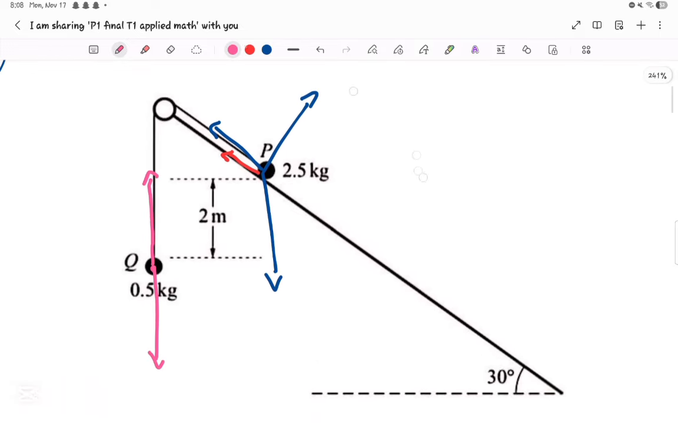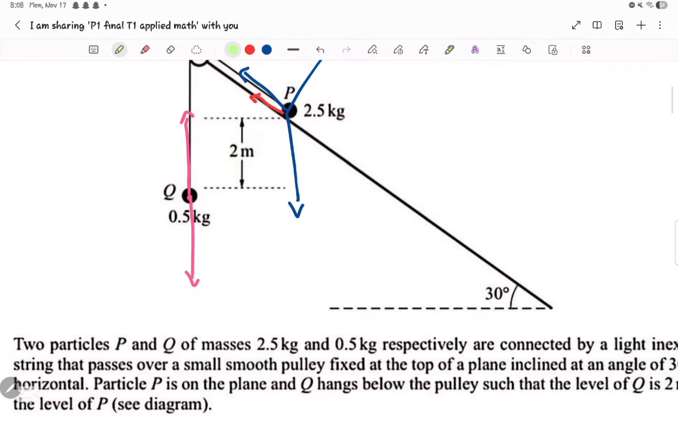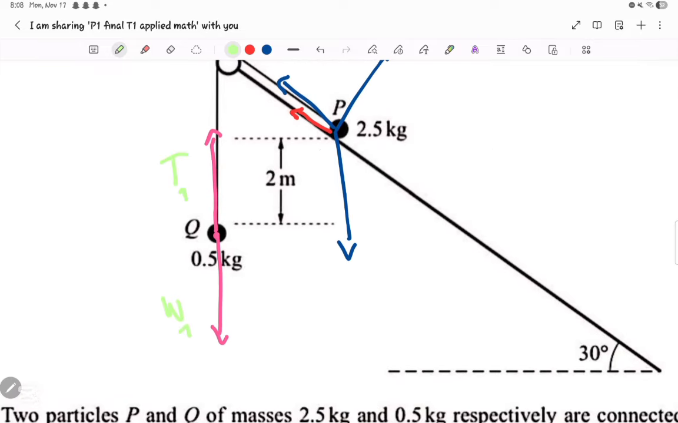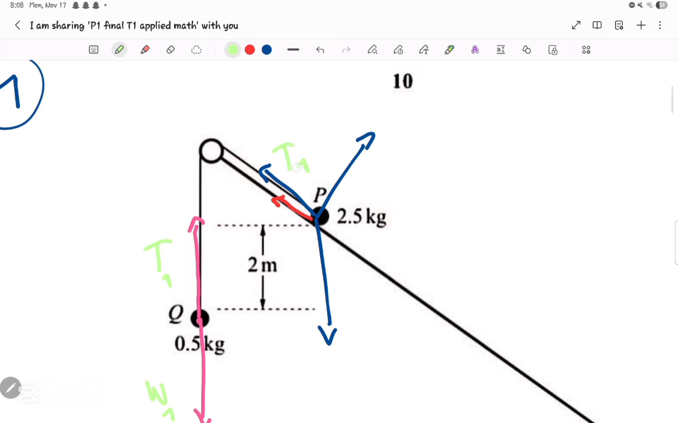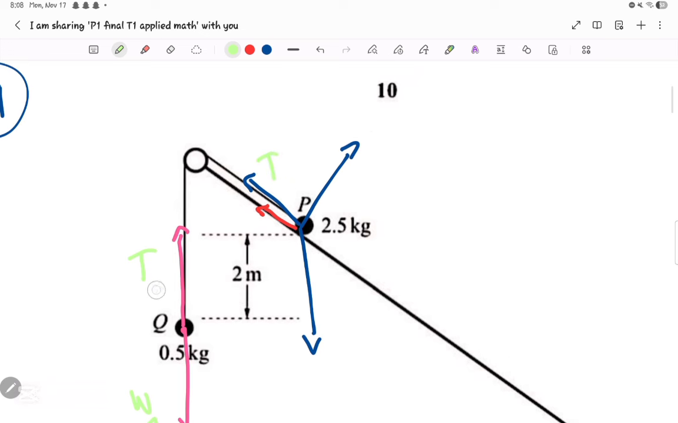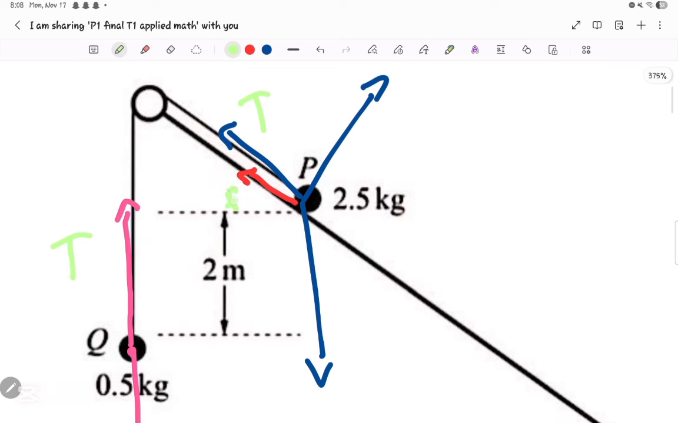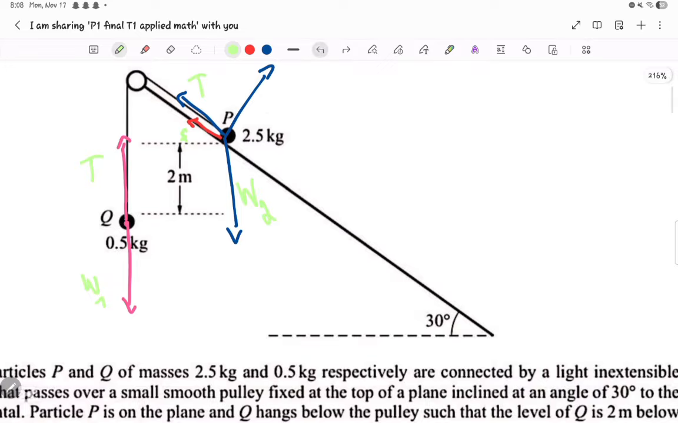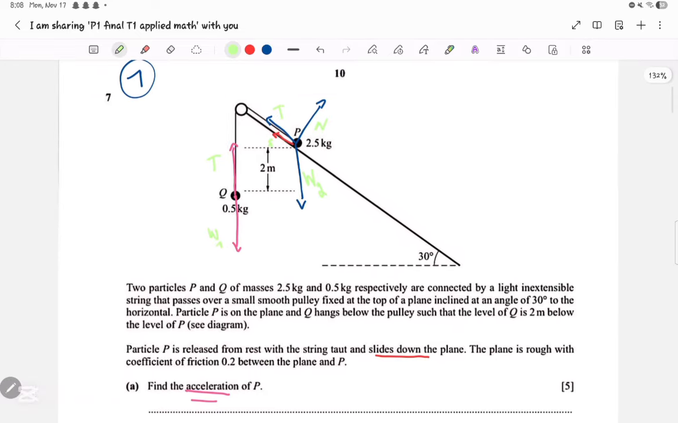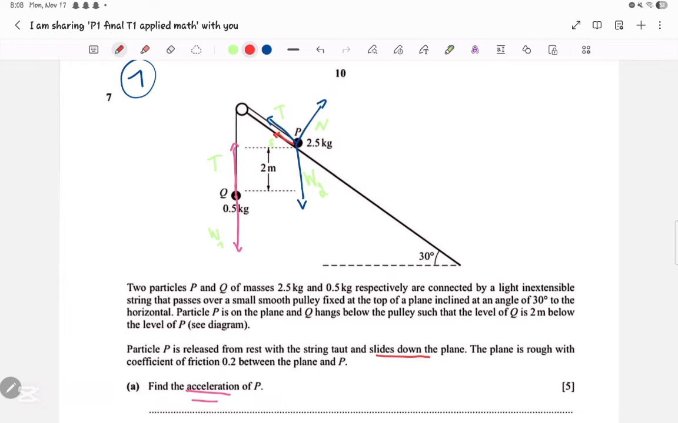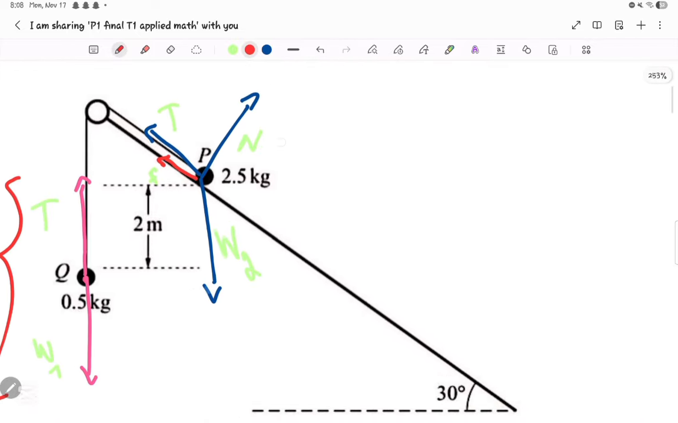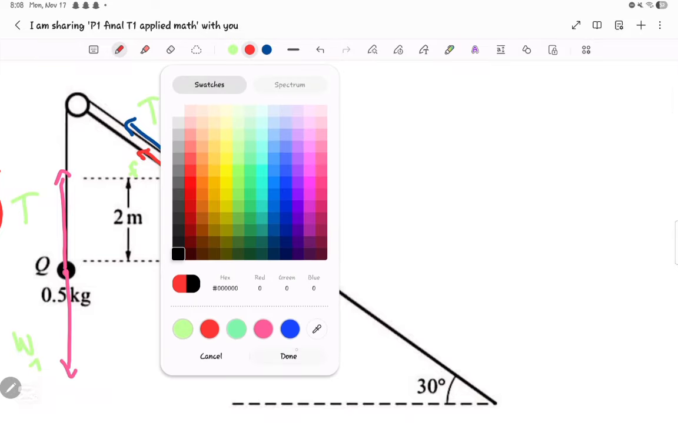First of all, let us label all of our forces. This is weight, this is tension, so I'm going to say weight 1, tension 1. Here this is also tension 1 because the tension is the same all throughout the string. This is my friction, this is my weight 2, and this is my normal push N. Now, what do I need to do? I need to resolve. This is already resolved. However, this over here is not resolved. So let's resolve it together.